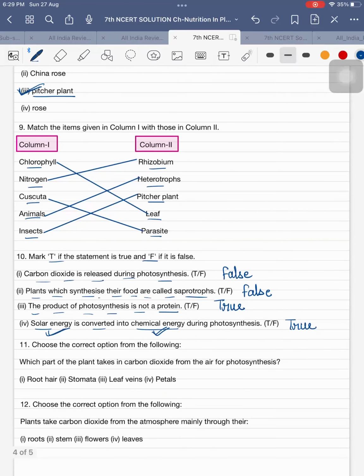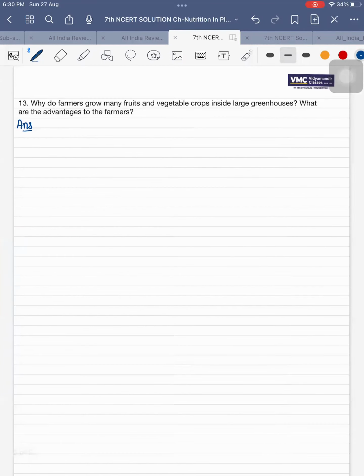Next question, choose the correct option from the following. Which part of the plant takes in carbon dioxide from air for photosynthesis? So root hair, stomata, leaf, veins, petal. Which part takes the carbon dioxide? So it's stomata. That is the tiny pores present on the surface of the leaf. Plants take carbon dioxide from the atmosphere mainly through their root, stem, flower, leaf. So its answer is leaf. Through the stomata that are present on the surface of leaves, plants do exchange of gases. Next question, and this is the last question.